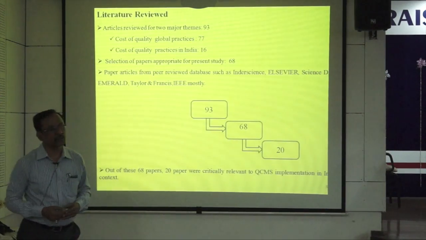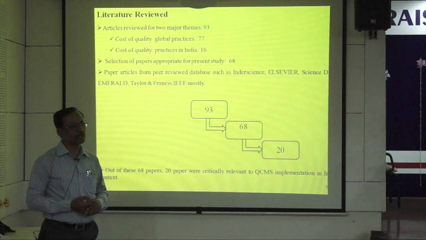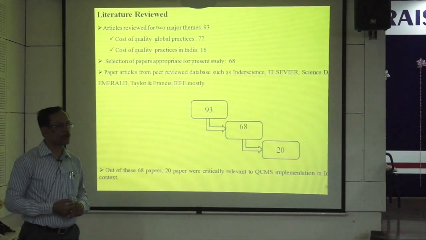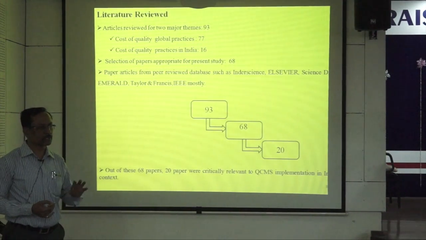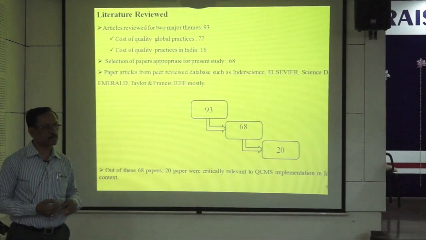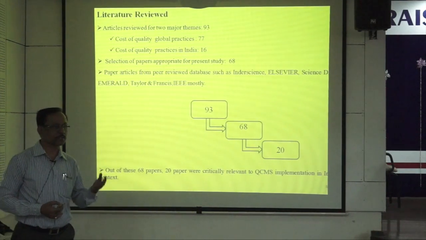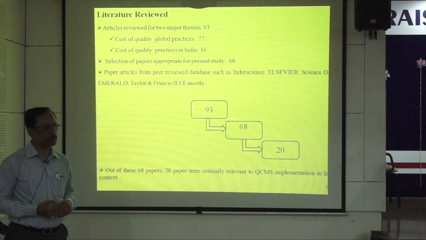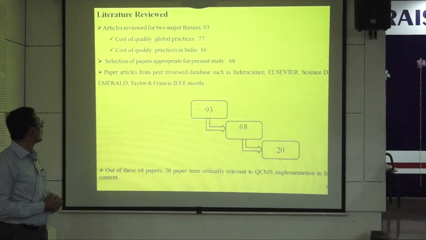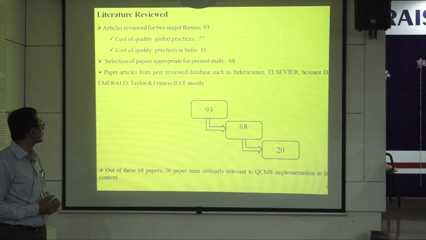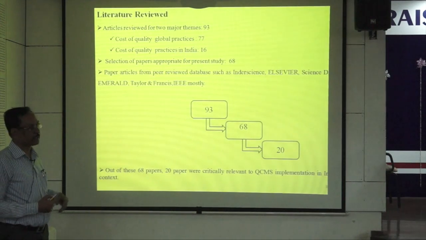For this, I went for an exhaustive literature review. I have segregated papers on two themes. One is the global cost of quality practices. The other is the cost of quality practices reflected in the Indian publications. There I got around 77 papers which reflect the global practices, and 16 papers which reflect the Indian practices.